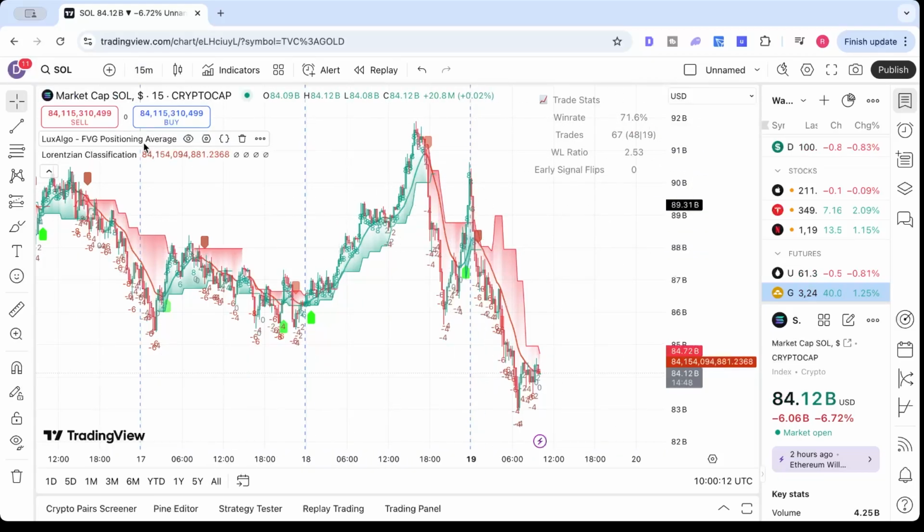But I'm going to show you with this indicator a way to make sure that we get rid of all of these results that don't actually work, like these ones right here where it's a buy and a sell signal just after each other. Those are not the ones that you want to be following. So you can use a couple different indicators for this strategy, but one of my personal favorites that I've been using just on its own is this Lux Algo fair value gap positioning average.